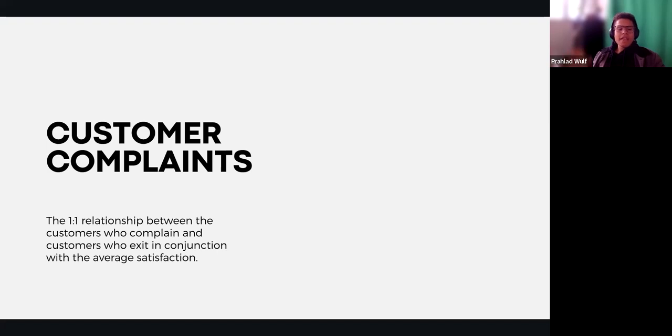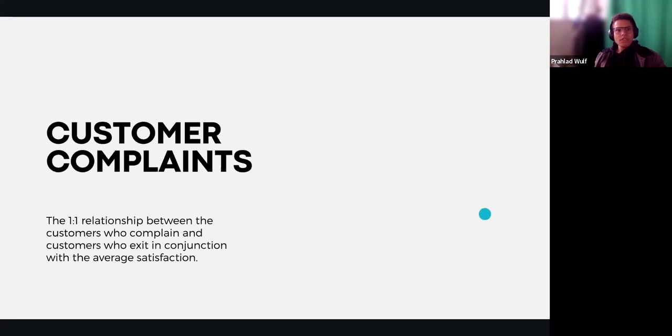And the average satisfaction metric between the customers who stay and the customers who churned, or who exit, shows that the way they're gathering this customer satisfaction might be inadequate to reach the people that they need to reach, the customers who are complaining and who are at risk of leaving.